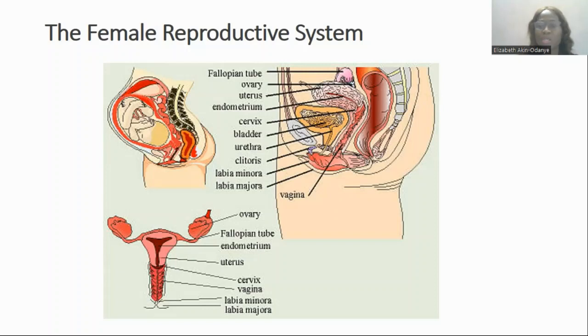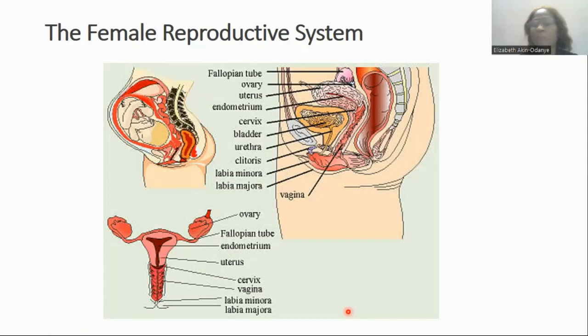The opening to the urethra and the vaginal opening are within the vulvar vestibule. The vulvar vestibule is an area between the labia minora. Here is the labia minora. The labia minora houses the vulvar vestibule, and that's where the openings to the urethra and the vagina are.